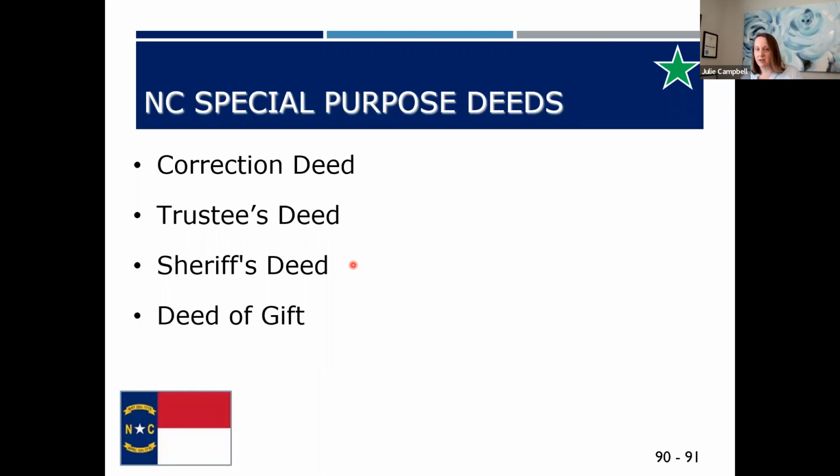Again, just a very basic understanding of the special purpose deeds, with the big focus, the big concentration being on the general warranty deed, the one we're going to use the most. Questions on different types of deeds?